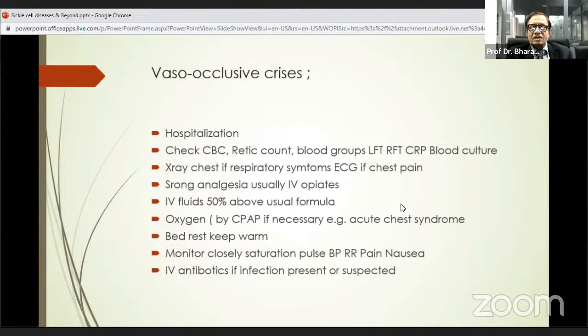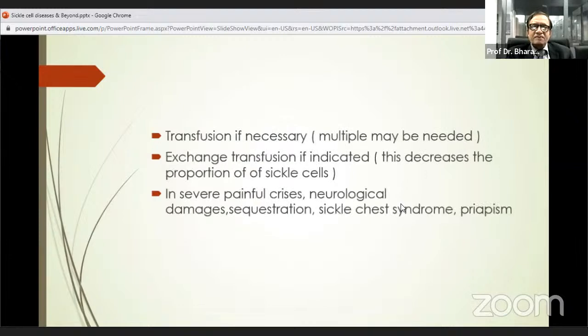pulse, blood pressure, respiratory rate, pain, and nausea. Give IV antibiotics if infection is present or suspected, and transfusion if necessary. Multiple may be needed, and exchange transfusion if indicated, which decreases the proportion of sickle cells. In severe painful crisis, neurological damage, sequestration, acute chest syndrome, and priapism, exchange transfusion is indicated.